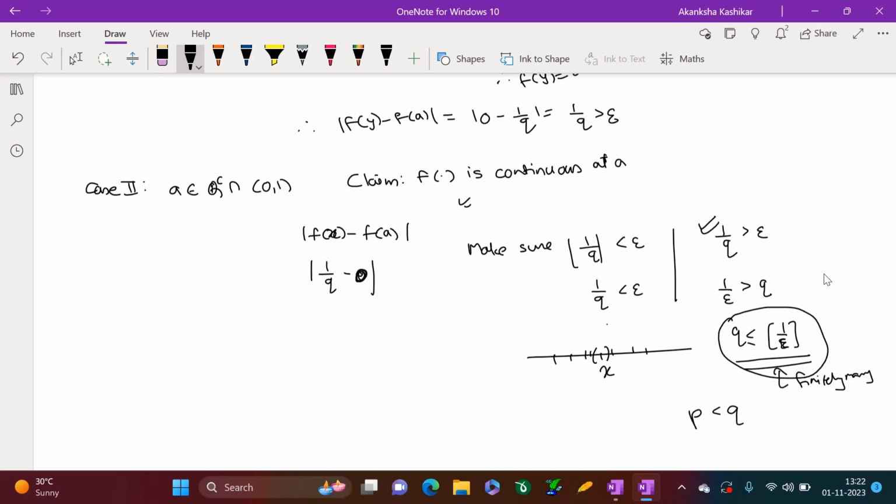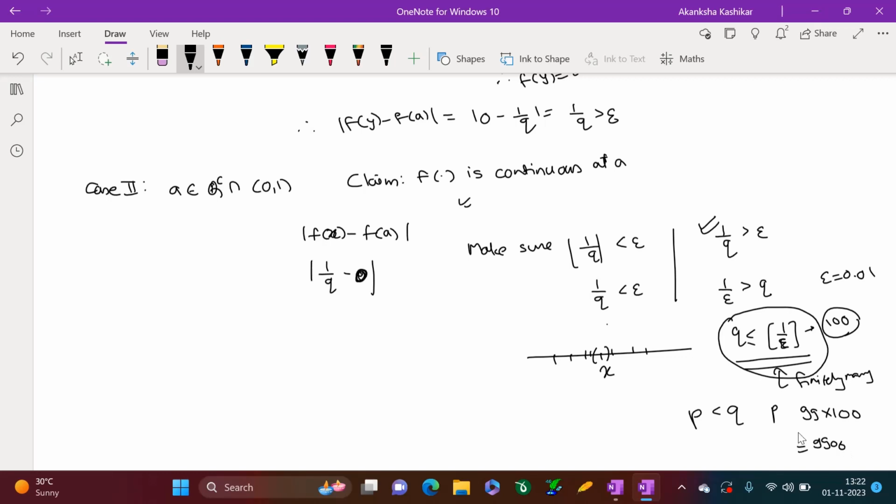So for example, if I take epsilon equal to 0.01, then 1 by epsilon is 100. So there are at most 100 possible values of q. And how many total rationals correspond to this value of 1 by q? So p has to be less than q. So p can take at most 99 values. So at most 99 into 100, that is 9900 rationals.